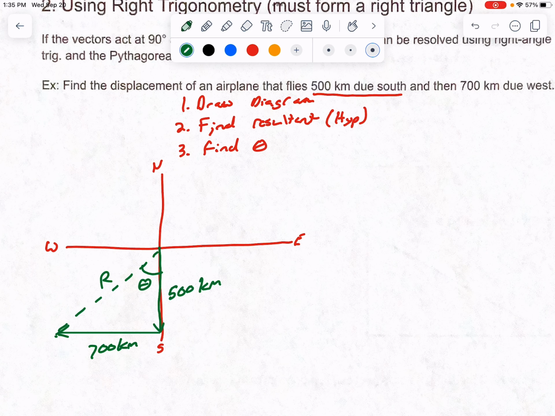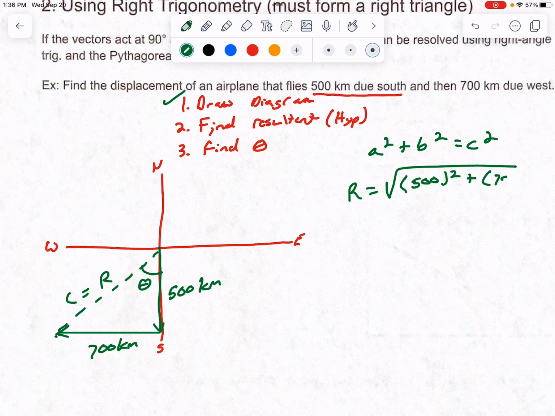Okay, so now we've already done step one. Now we're going to find the resultant. So I know two sides of a right triangle, so I can do the Pythagorean theorem: a squared plus b squared equals c squared. So R would be your c, your hypotenuse. In order to make c squared just c, you have to square root both sides. So we're going to square root whatever a squared plus b squared is: 500 squared plus 700 squared, and we're going to square root that whole thing.